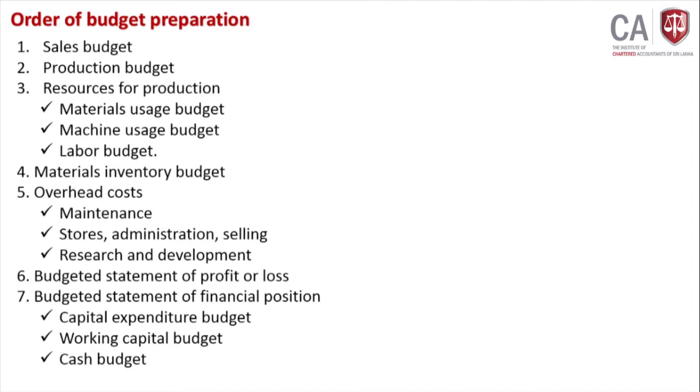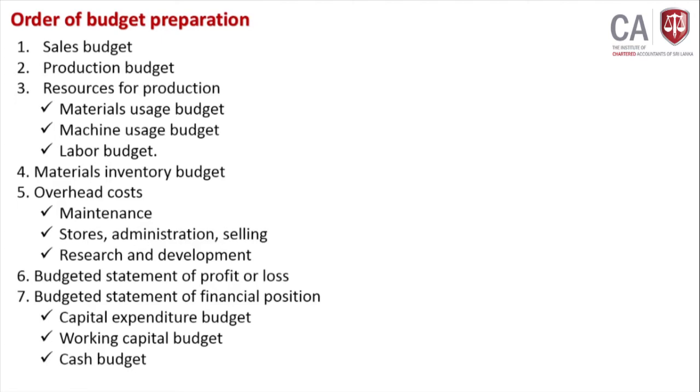Thereafter, once you prepare the sales budget, production budget, material budget, and overhead budget, you can prepare the budget P&L, then budget financial statements, including balance sheet, cash flow, working capital, and capital expenditure budget. All these will be in the budget financial position, which means the balance sheet. As a part of it, the working capital budget, capital expenditure budget and cash budget can be prepared. These are the steps, seven in order: sales, production, resource, material inventory budget, then overhead, and finally profit and loss account and the balance sheet.